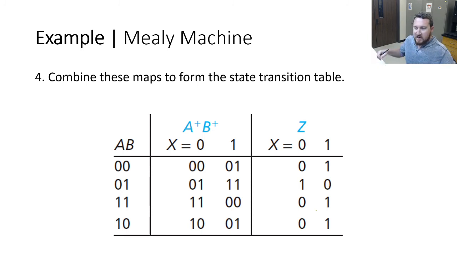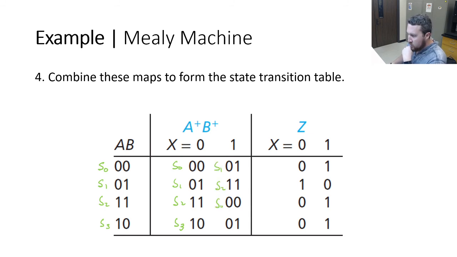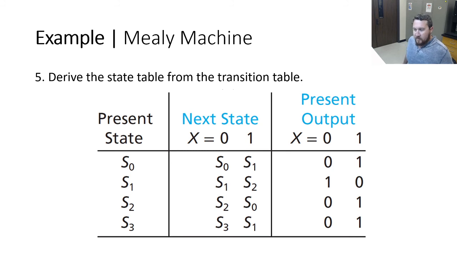So the next step is we need to take this and make our state table. So I'm going to go ahead and label these guys: state 0, state 1, state 2, state 3. Which means here I've got state 0, state 1, state 2. So that means it doesn't change at all if x is equal to 0. And then here I've got state 1, state 2, state 0, and state 1. So if I go and look at my table, that's what we've got here.